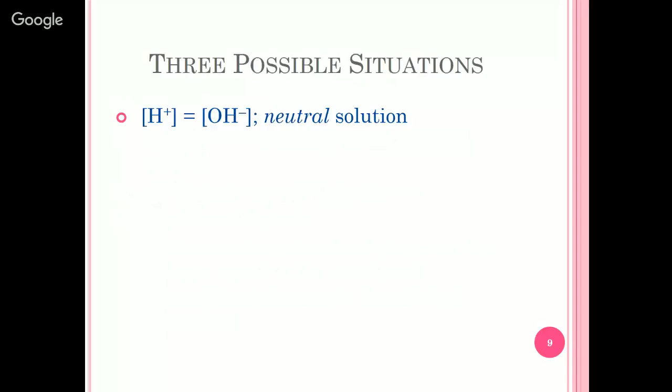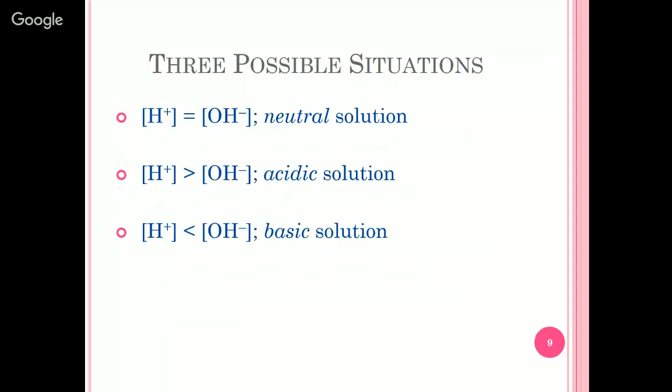There's 3 possible situations when talking about pH, and that is we have a neutral solution if your hydroxide ion concentration is equal to your proton concentration. If your protons are more than your hydroxides, then we have an acidic solution. And if your protons are less than your hydroxides, then you have a basic solution.